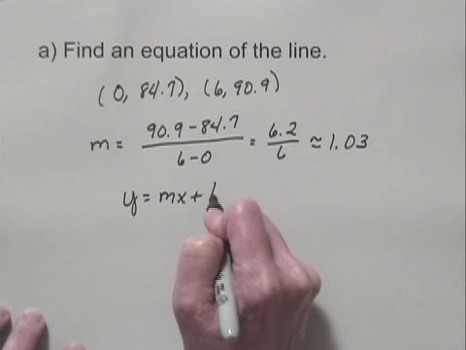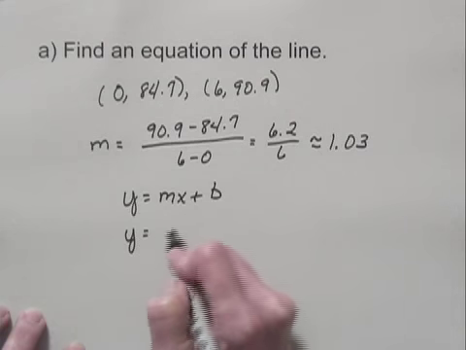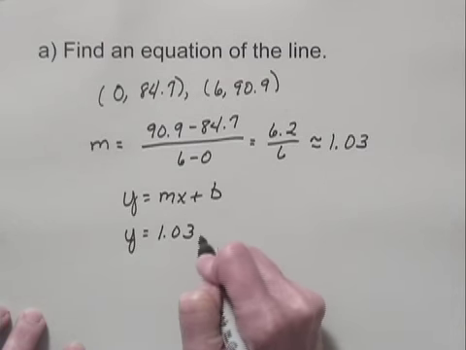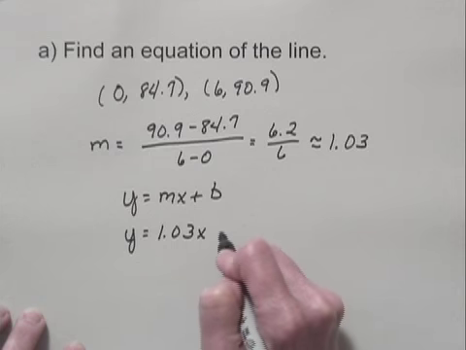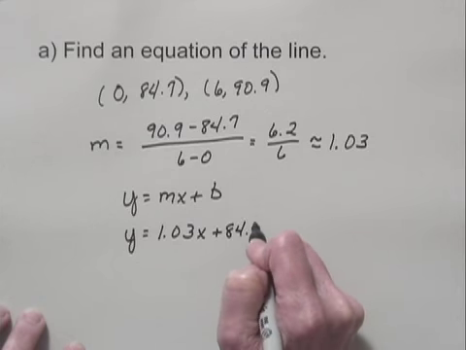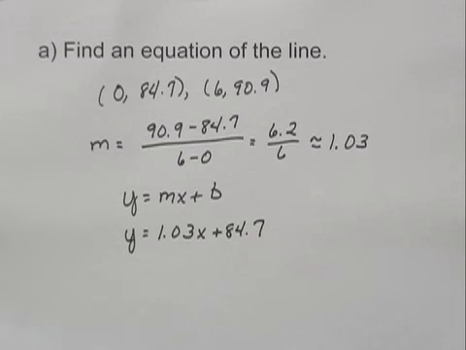So I have the slope of the line and I have the y-intercept, and I can just substitute in the equation y equals mx plus b, substituting 1.03 for the slope, m, and 84.7 for b, the second coordinate of the y-intercept. So this is the equation of the line.